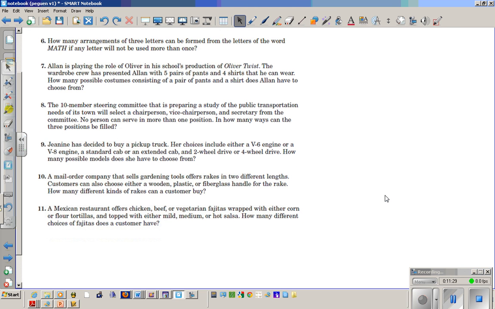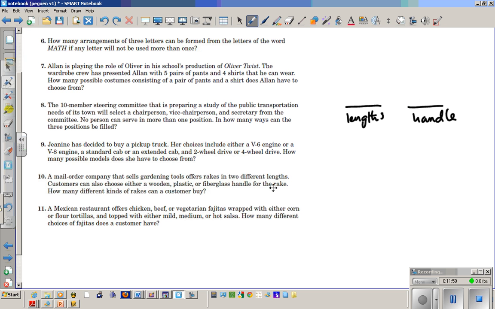It says a mail order company that sells gardening tools offers rakes in 2 different lengths. Customers can choose either a wooden, plastic, or fiberglass handle for the rake. How many different kinds of rake can a customer buy? Okay, so we're gonna classify. We have 2 spots, right? We have the lengths, probably short and a long, and handle.